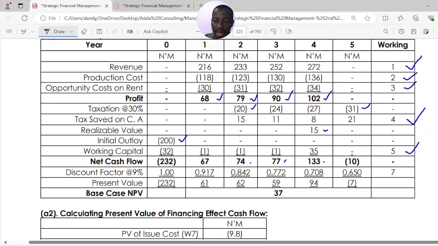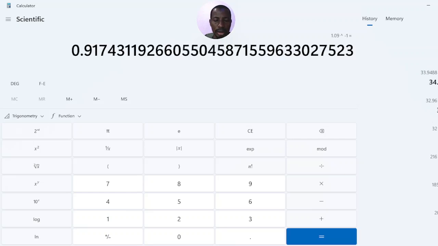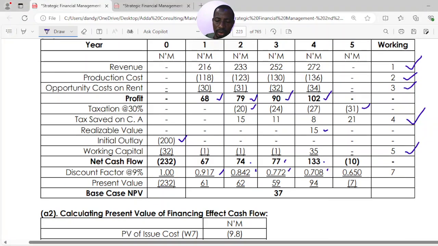So, of course, I get all these numbers. That's the discount factor for each year. That is 1.09. Let me do an example for 1.09 raised to the power of minus 1, equal, that's 0.917. Okay, 0.917. That's how we got that number. We do that for all. The next thing we need to do is to calculate the present value.